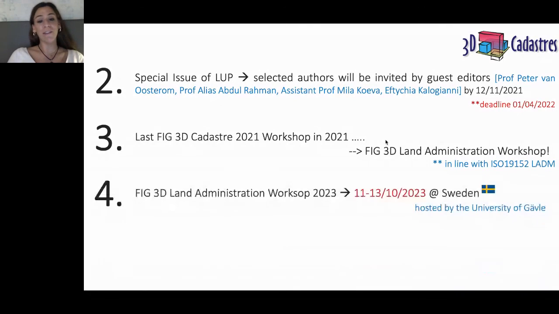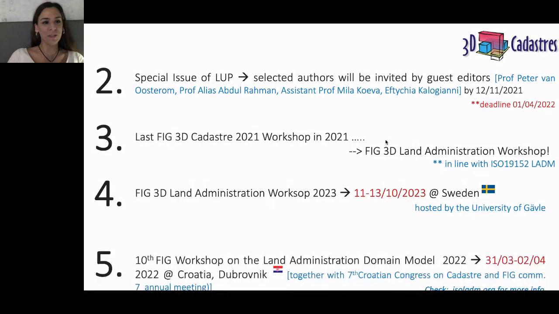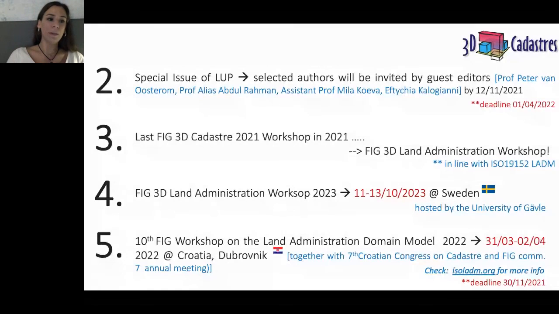So we do have another conference coming up in about 2 years from now in Sweden. It is really nice that we already know where we will be hosted. And we also have something else coming sooner, I would say. So the 10th FIG workshop on the Land Administration Domain Model will be held in about 6 months from now in Croatia. And the deadline for that is coming quite soon, by the end of November. You can find more at the ISO site.